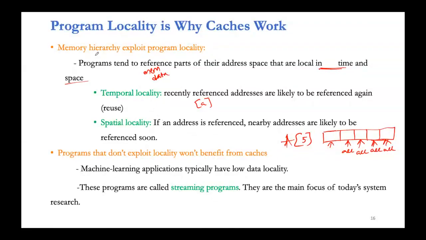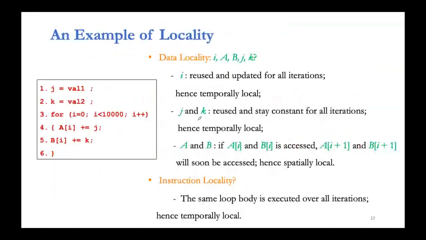But for some programs, this program locality will not work. For example, machine learning applications typically have very low data locality because the data is very huge, so they always access from the memory only, not from the caches. These programs are called streaming programs, and they are the main focus of today's system researchers.